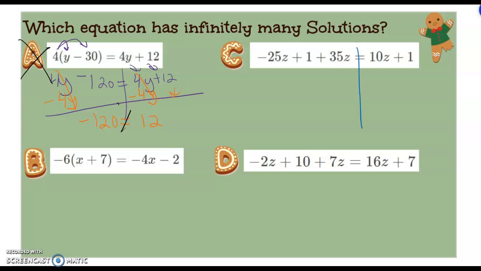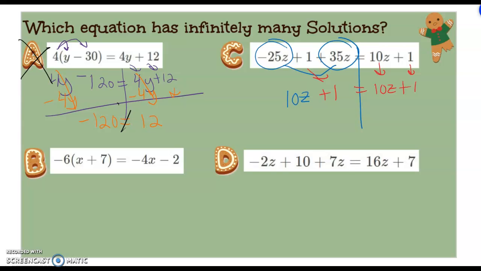Over here, what we can do is combine a negative 25 and a positive 35z, because they both are variables and they have the same. 25 and 35 is actually going to give me a 10z. And don't forget to bring down the positive 1. And bring down your 10z plus 1 too.